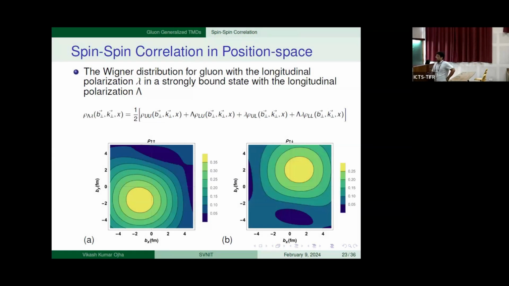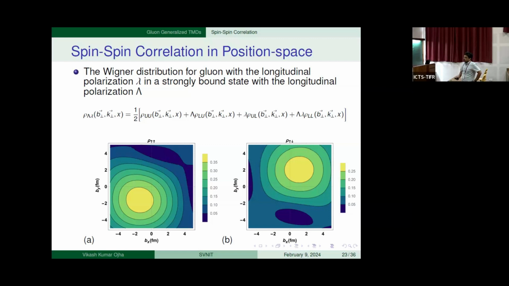Okay, so using GTMDs we can also define the Wigner distribution, which can be used to study the spin-spin correlation for a parton inside a given target. This particular rho lambda defines the Wigner distribution for a gluon with longitudinal polarization lambda in a strongly bound state with longitudinal polarization lambda.